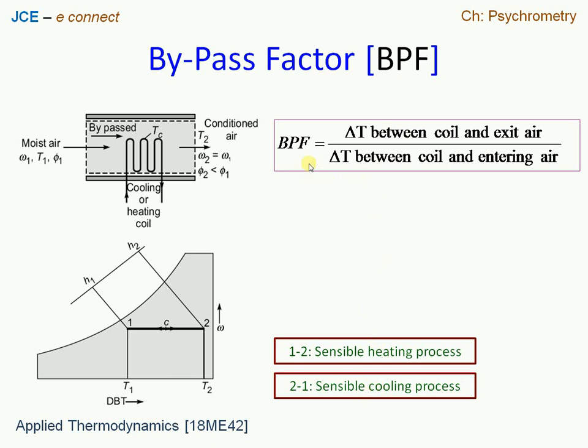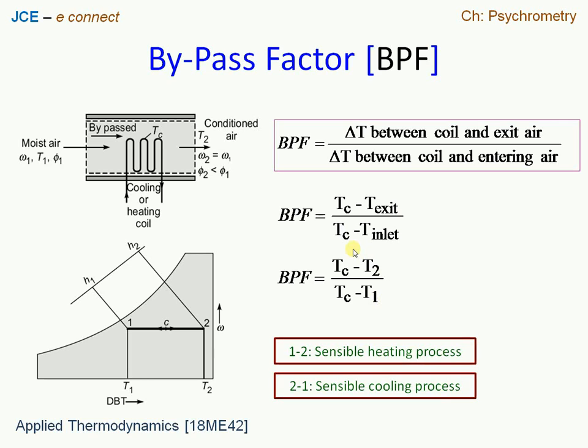So now let's proceed with the temperatures. Here the bypass factor is equal to the temperature difference between the coil temperature, that is TC, which signifies the temperature of the cooling coil, minus the temperature of the moisture at the exit, divided by the temperature of the cooling coil minus the temperature of the moisture at the inlet. So one can substitute T exit as T2 and T inlet as T1. So we have a modified final equation for bypass factor given as TC minus T2 over TC minus T1. So this is about bypass factor.